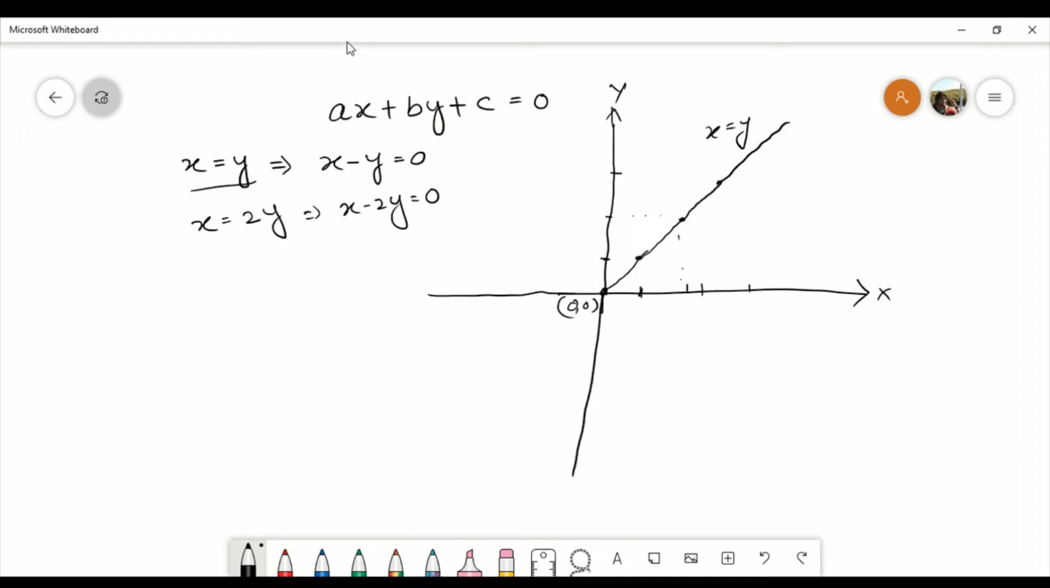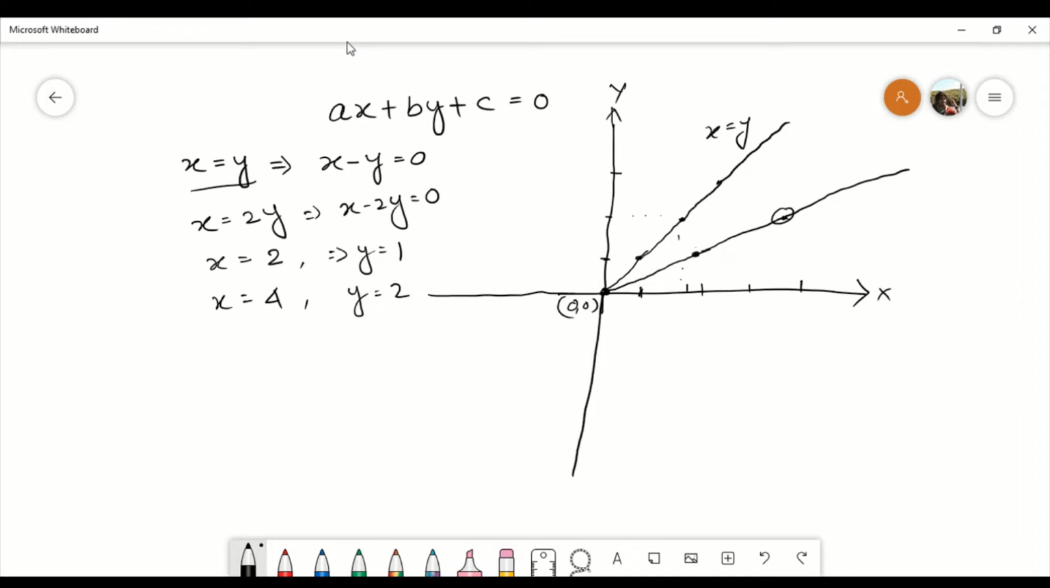So again, if I take, let's say, y equal to 0, my x is 0. So my first point is here again. Next I take y equal to 1. So for y equal to 1, x is 2, right? So my next point is here. For y equal to 2, x is 4. And similarly, we can have other points also plotted. And if I again try to connect these, this will be a straight line, right?